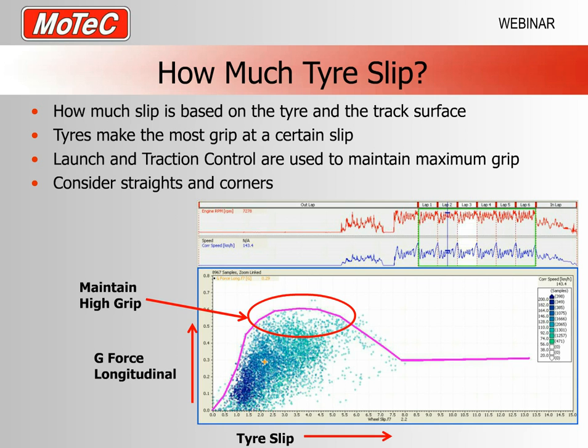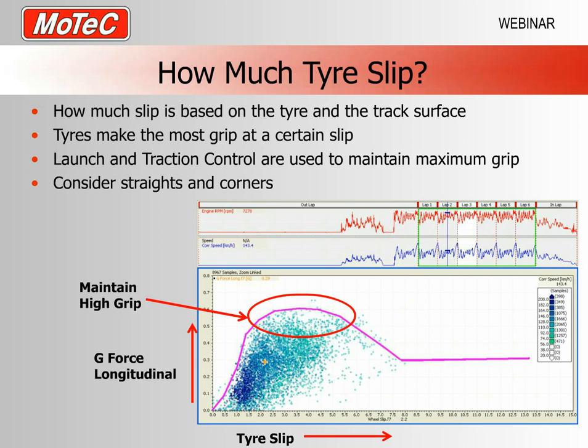So ultimately, what we are trying to do is maintain the highest level of grip, and what I've done here is simply log the amount of slip. So I've logged ground speed, drive speed, and I've got my slip channel, again the difference between the two, and in this case I've also logged a longitudinal g-force sensor, so I can see how much longitudinal acceleration I have based on the comparison to slip.